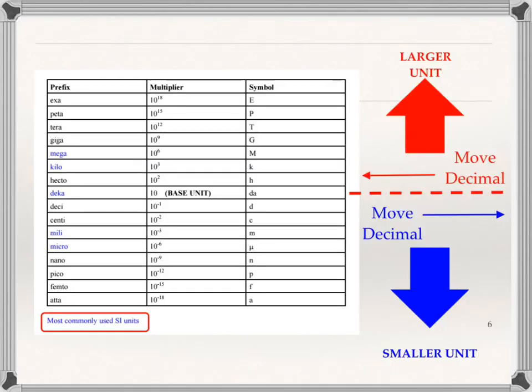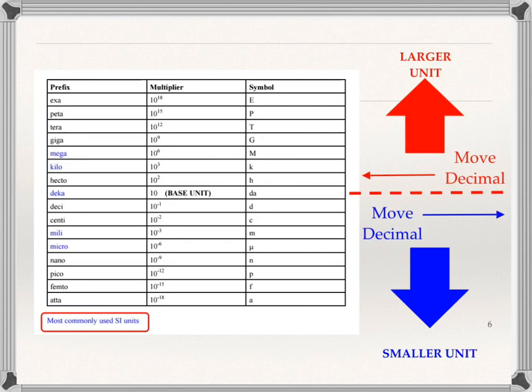Okay, this is the SI units chart, which I'm sure you've seen in high school or somewhere previously in your educational life. Right in the center of the chart is deca, which is simply the base unit. So if you were talking distance, meters would be the base unit, and then going up to kilo, and then mega would be kilometers, and I guess megameters, and going down would be millimeters and micrometers.